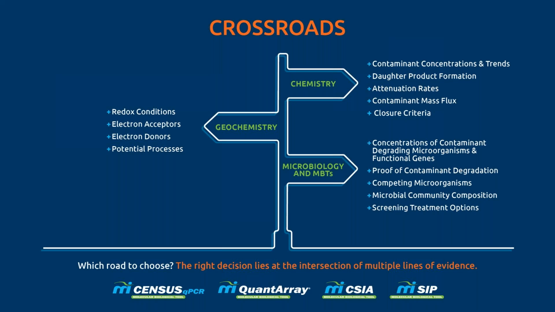So when you come to a crossroads on a project and you need to decide how to proceed, we always recommend to base your decision on multiple lines of evidence, evaluating the microbial data within the larger context of what you know about the issue at your site. So for remediation, that would mean looking at trends in contaminant concentrations and daughter product formation, along with the geochemistry, examining the prevailing redox conditions.